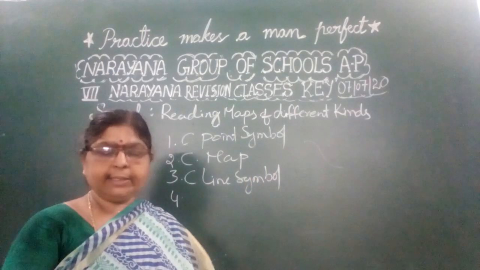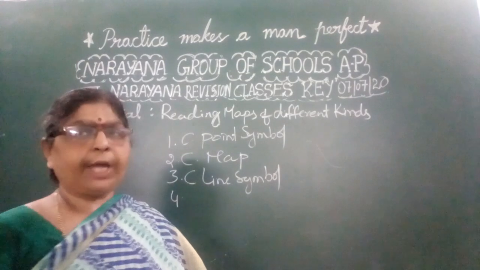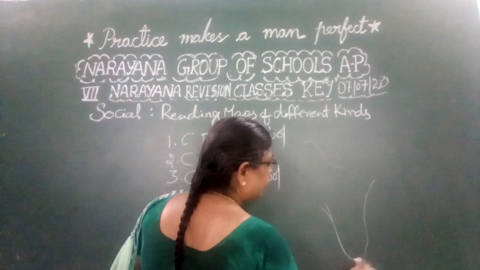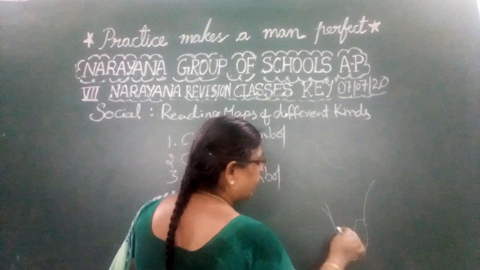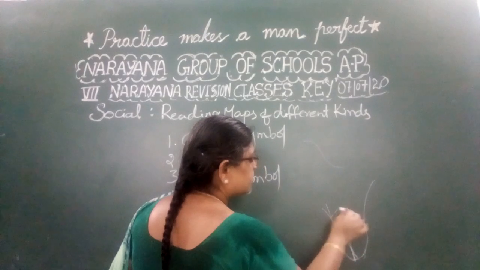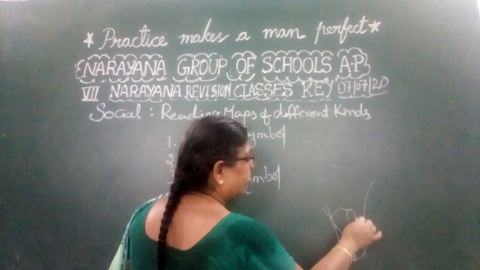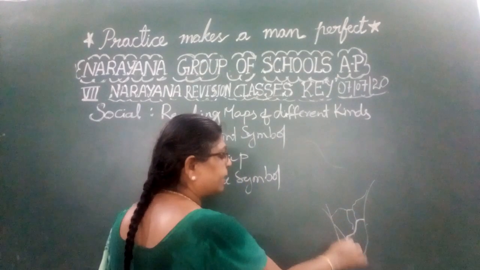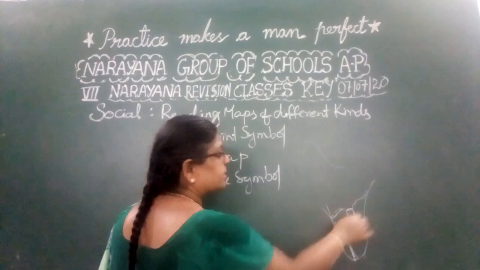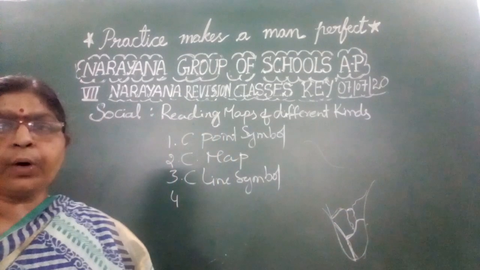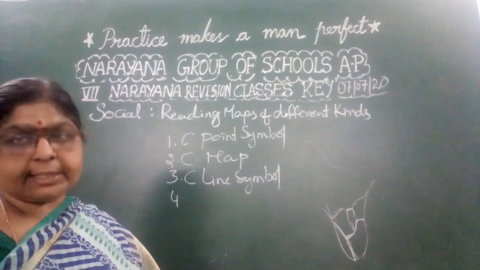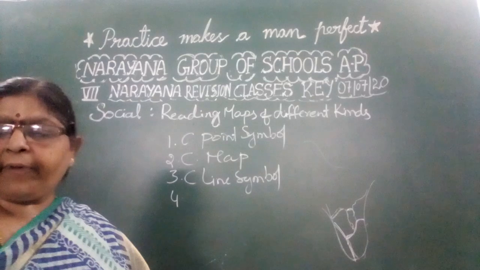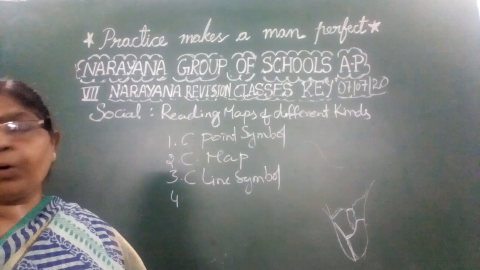Option C, line symbol. Okay children, the districts and states are demarcated. For example, if you see the India map, they will show Kerala like this, and Tamil Nadu like this, or Karnataka like this, and Telangana like this, and then Andhra Pradesh like this. That means when they are demarcating the states or districts, when they are showing the differences in the districts or the states with symbols or with different colors, these symbols are known as what symbols?